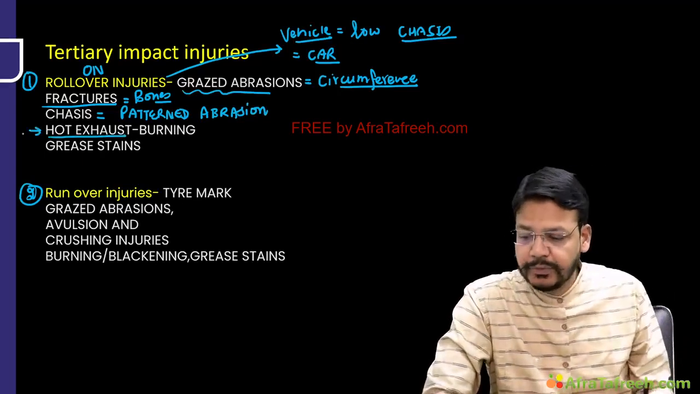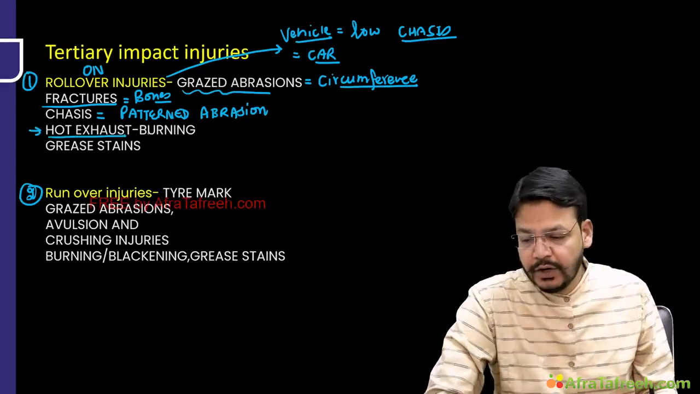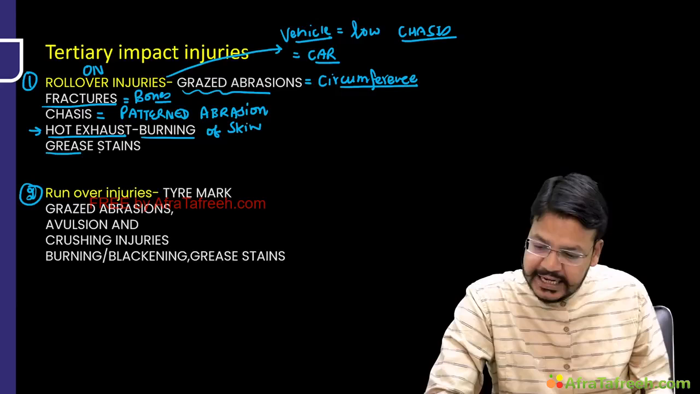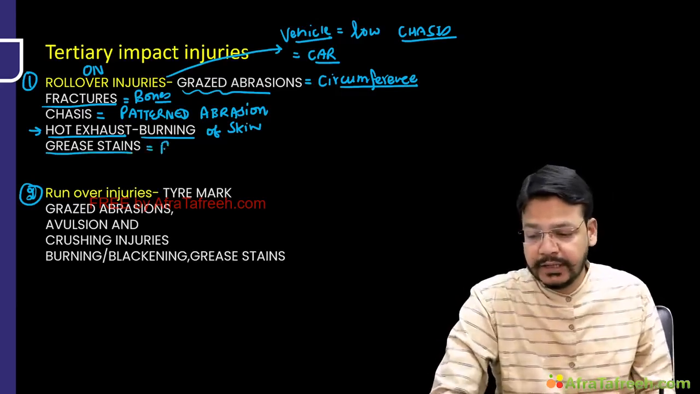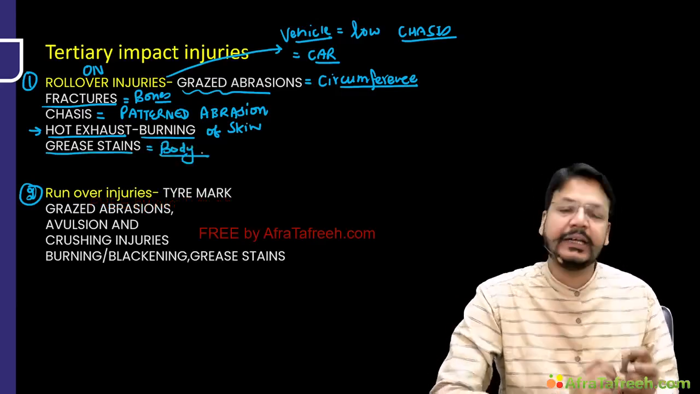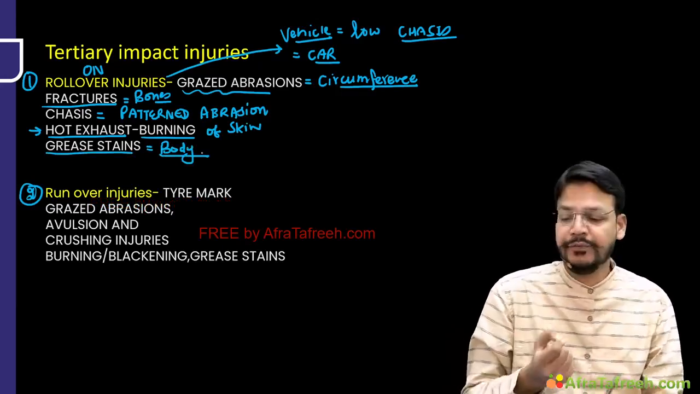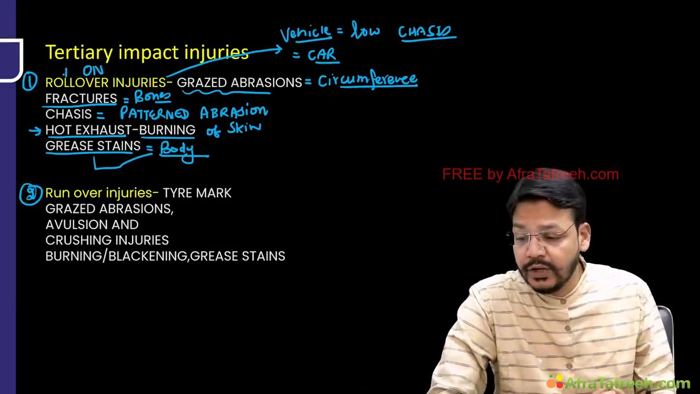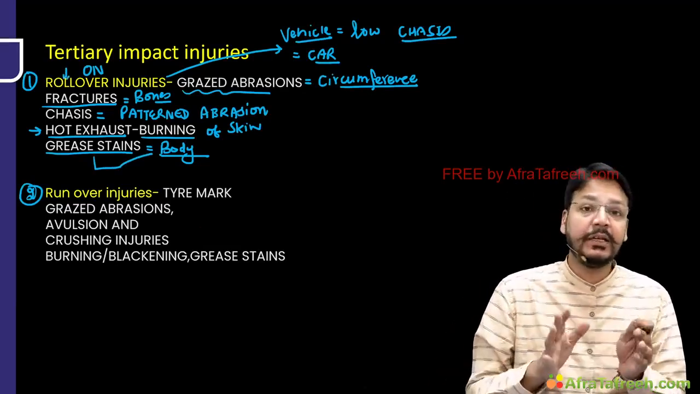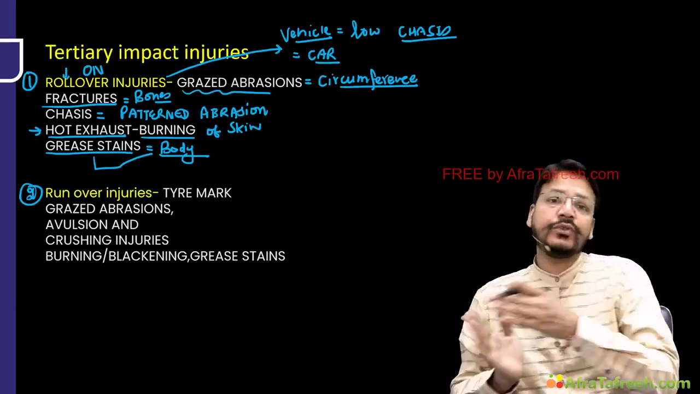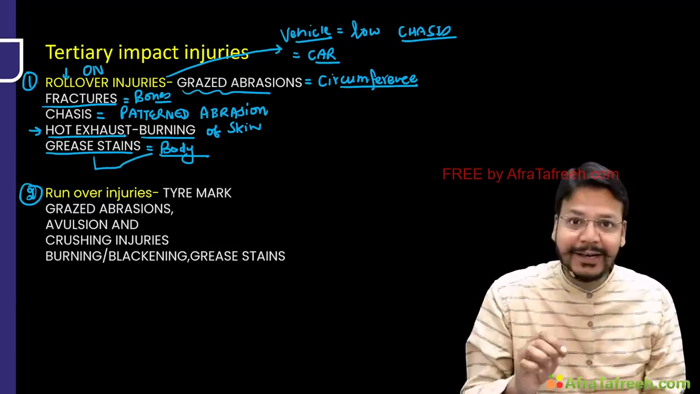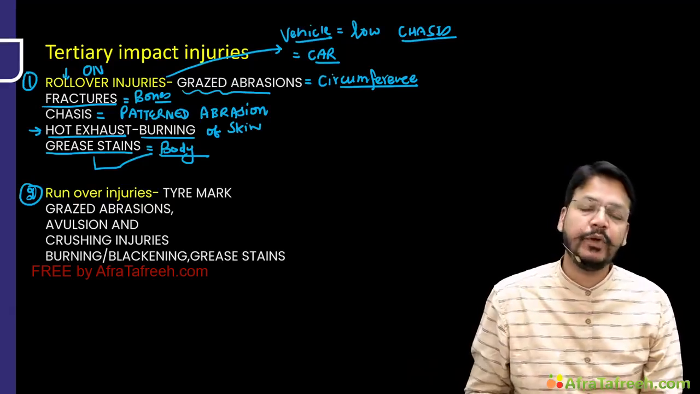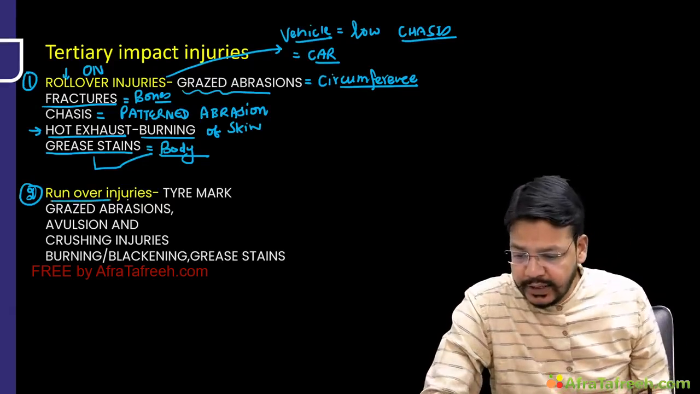The hot exhaust, the heat that is exhausted, will cause burning of the skin. The burning of the skin can be seen, and the grease material of the car on the body will form the grease stain. So these are the common findings when it is a rollover injury or roll-on injury. It means it is not run over. The body is rolled on by a vehicle whose chassis is low. Okay. Now I am coming to the run over injury.